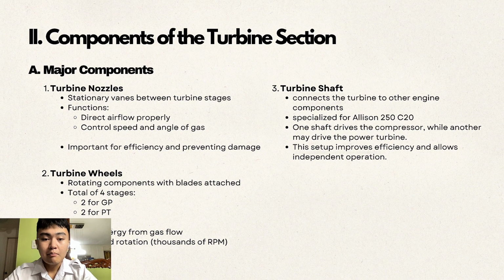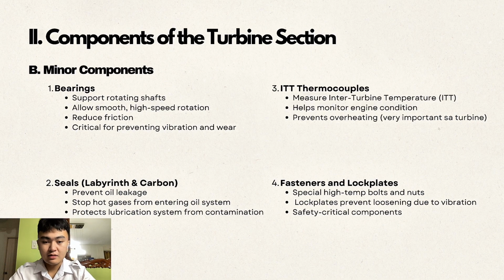system. Bearings and seals. So bearings and seals support the rotating parts and ensure smooth operation. Bearings reduce friction, while seals prevent oil leakage and maintain proper airflow inside the engine.